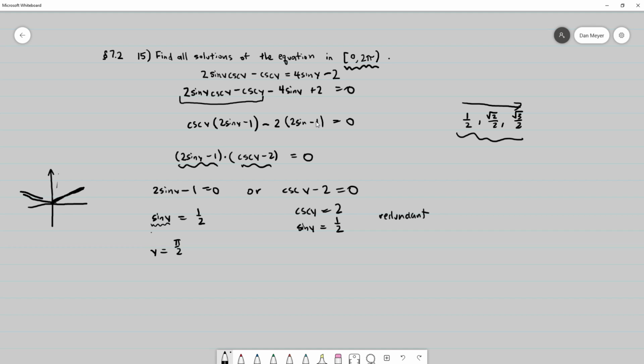And then over here it has the same reference angle, so it's pi minus pi over 6. I said pi over 6 and I wrote pi over 2. That would be pi minus pi over 6 is 5 pi over 6. So those are my two solutions here, because again, we were just looking for these solutions in 0 to 2 pi.